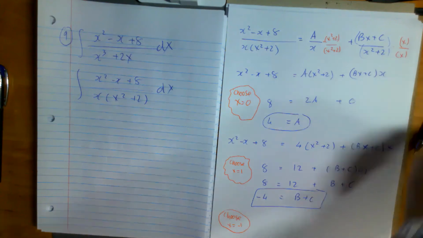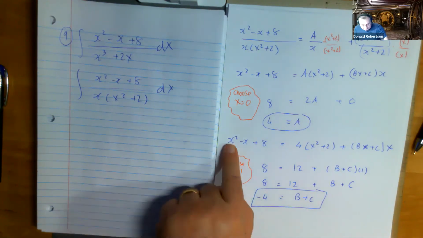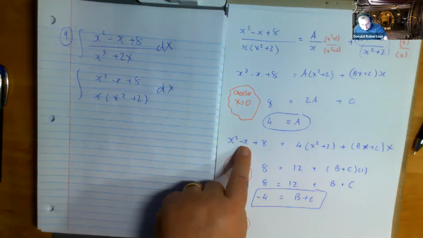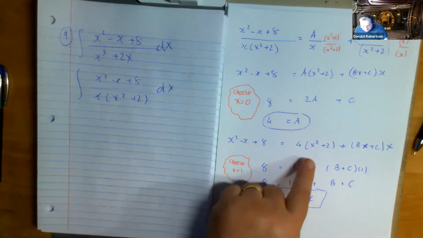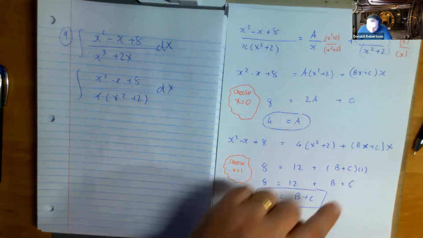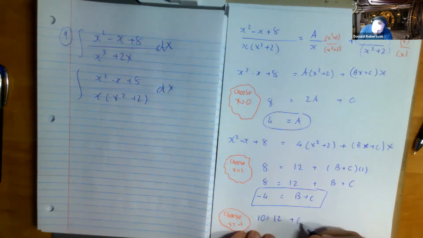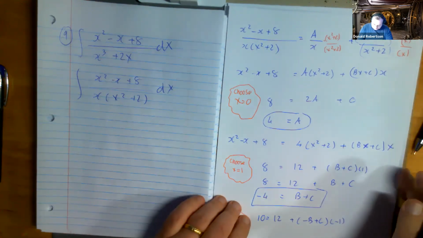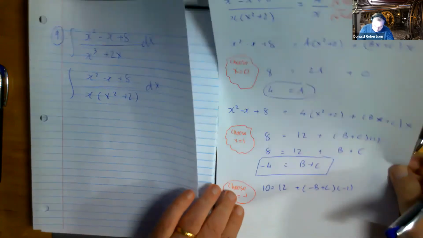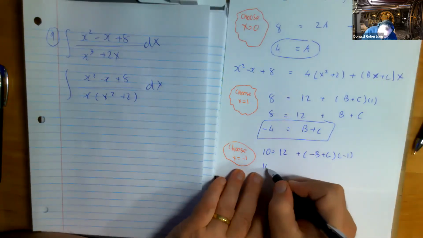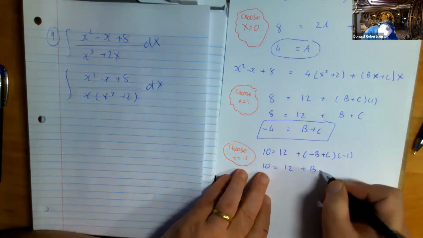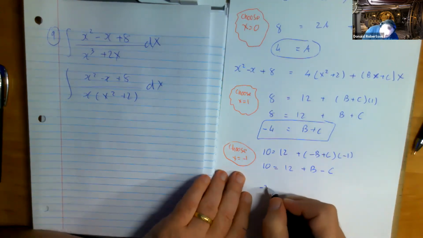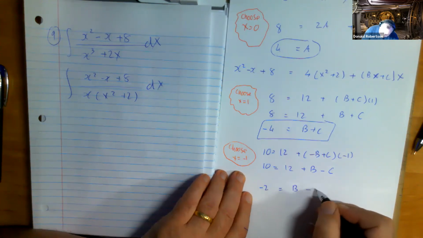All right. So my second choice is -1. So -1 squared is 1. That becomes +1, so it's 2, so I get 10. And that's still 12. And this becomes -b add c times -1. So what I now have is 10 equals 12, 2 negatives make a plus. I get that. And now you get -2 is b, take away c.